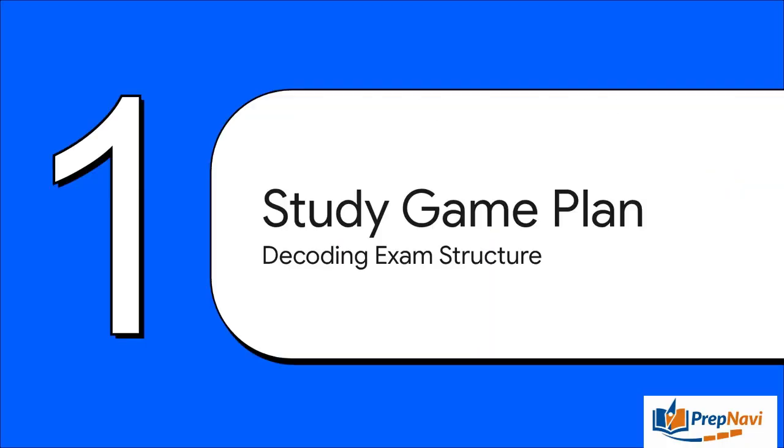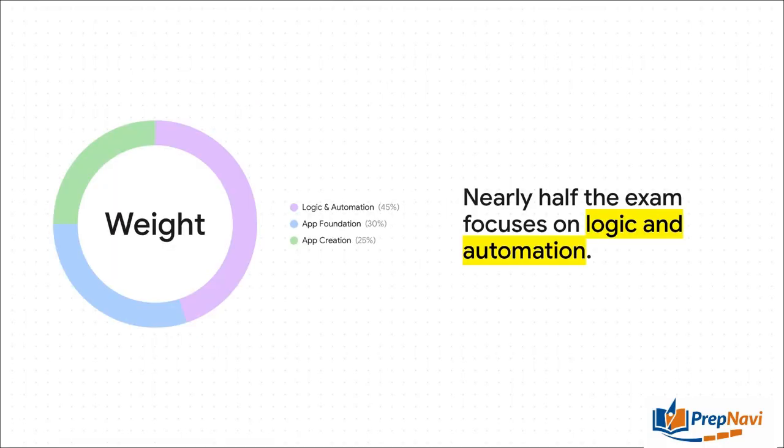Section 1. AB-410 Study Game Plan. Decoding the exam structure. Okay, let's dive into this. The AB-410 doesn't just throw random questions at you. It scores your skills across three very specific, heavily weighted domains.